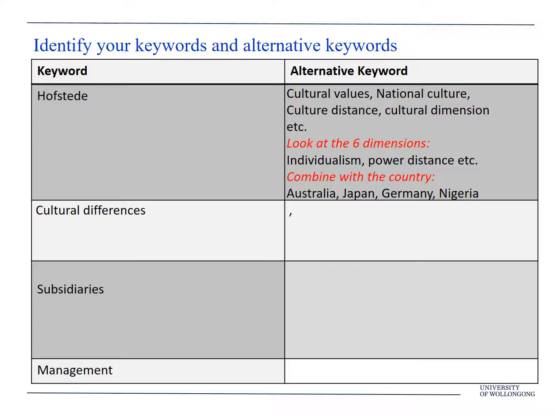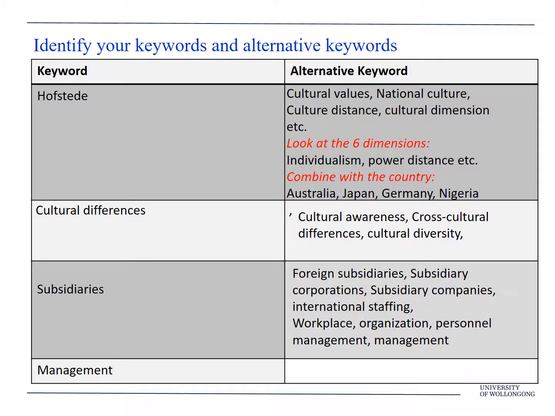The next keyword that I would recommend is looking at cultural differences. So cultural differences is also known as cultural awareness, cross-cultural differences, and cultural diversity. Subsidiaries can also be known as foreign subsidiaries, subsidiary corporations, subsidiary companies, international staffing, workplace organisation, and so forth, while management can be problems, issues, and solutions.